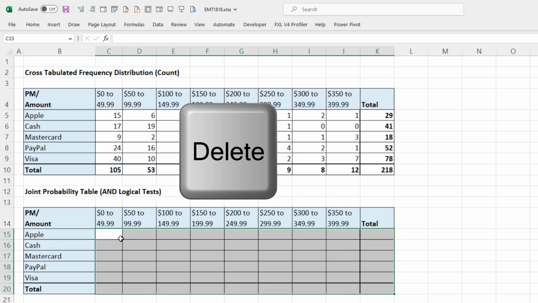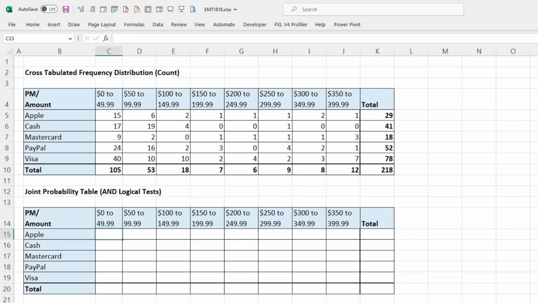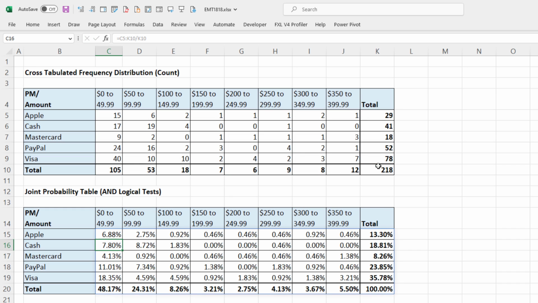Now I'm going to hit the Delete key because in Microsoft 365 Excel and Excel 2021, we have dynamic spilled array formulas. So this is how easy the formula is. I highlight every single number I want in the numerator, divide by the denominator, Enter, and that's it.